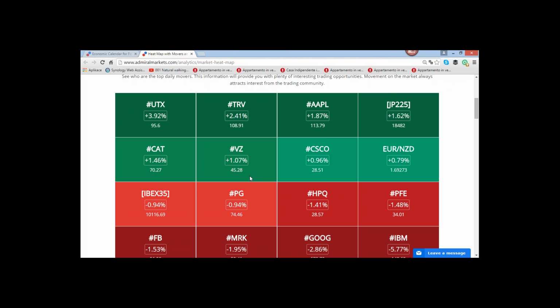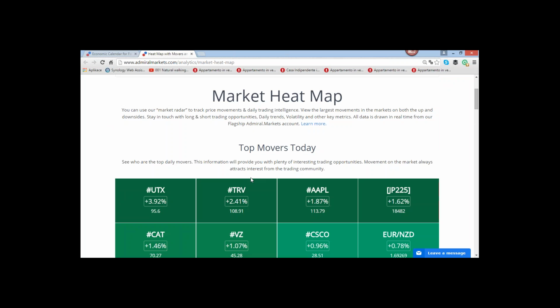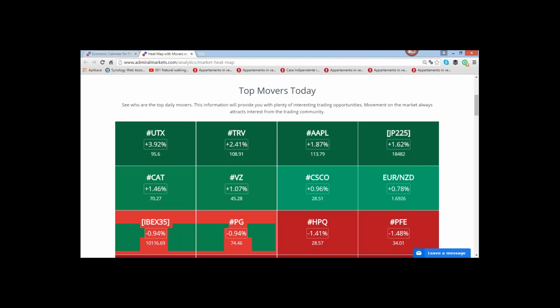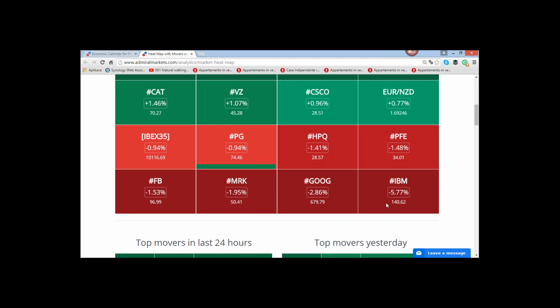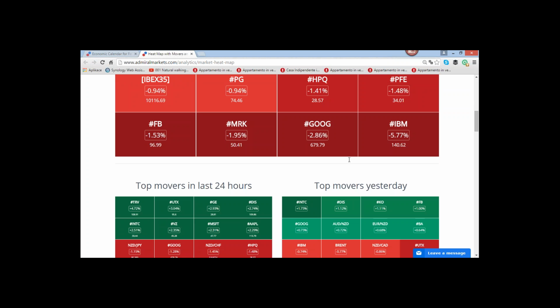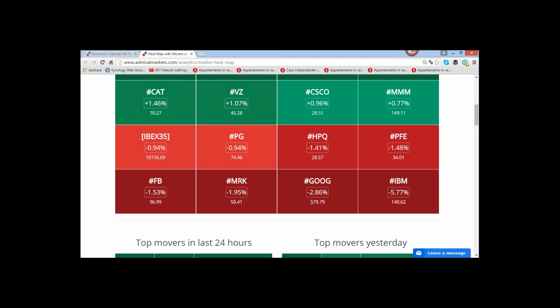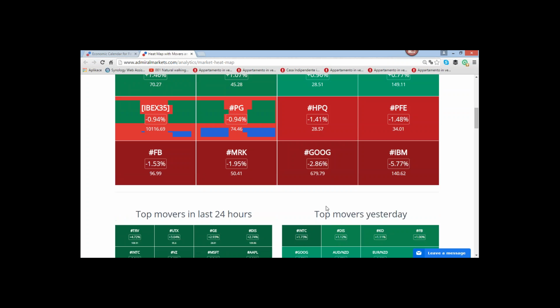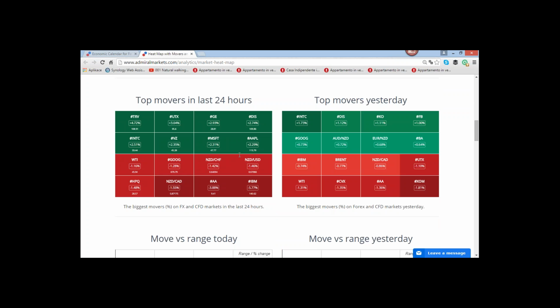All right, we've got the market heat map. We've got UTX, a big mover, plus 4%. These are stocks, just in case you're wondering. IBM, big loser, 6% down. Google, 2.8%. Still a lot of value there, 680. Quite a stock price. You can see here the top movers of yesterday, the top movers of the last 24 hours in the stock market.